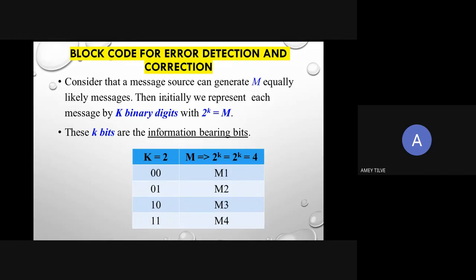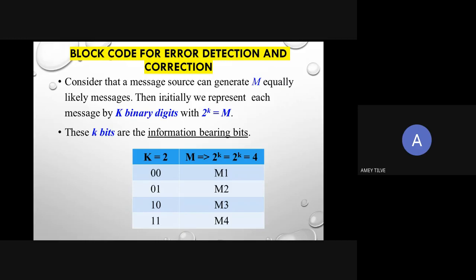Okay, as all of you know, whenever we are sending information across a channel, we always add redundancy to the information to check whether the data has been sent correctly or not. We have already covered this previously. As of now, there is a message m, and initially we represent each message by k binary digits, such that 2 raised to k is equal to m. These k bits are nothing but information bits.